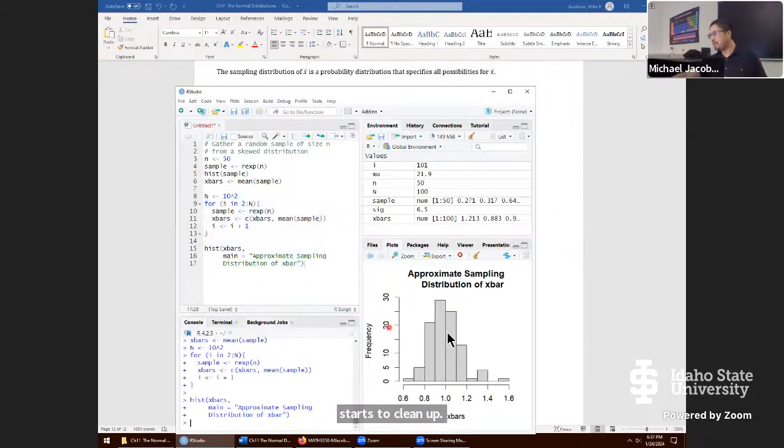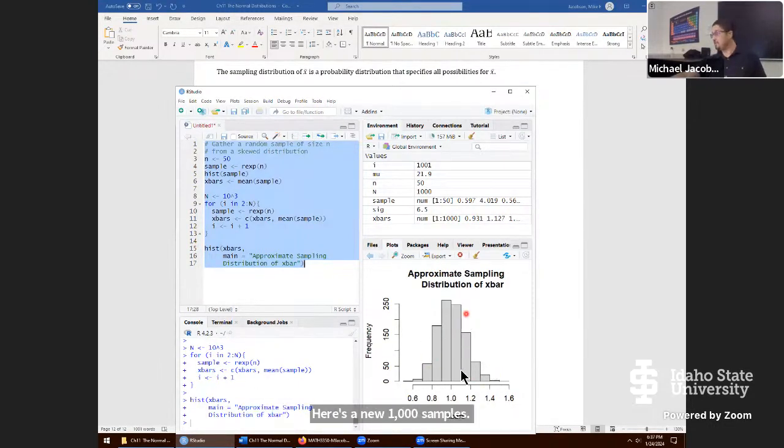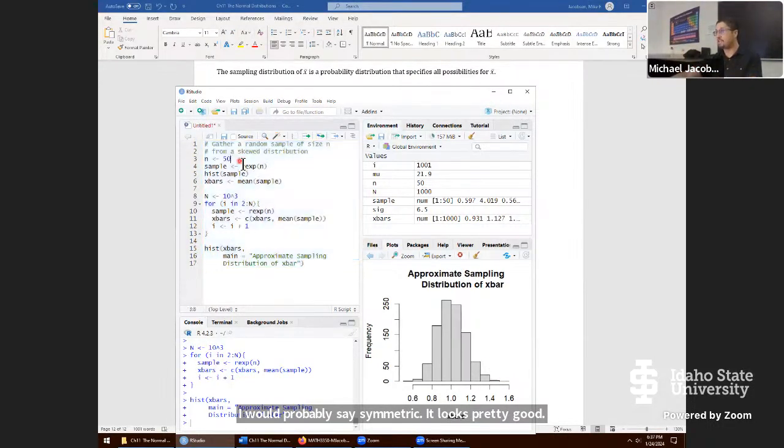And there's a great way to make the skew reduce a little bit more. But if I increase this, it's not going to help the skew at all. All I'm going to do is take 1,000 samples instead of 100. That just makes my approximation a little bit better here. So let's take a look. Yeah, it's not too bad. That looks pretty symmetric. Here's a new 1,000 samples. Hit Control Enter. Still looks about right. That's not too bad. Still, if I had to guess on the skew to this, I would probably say symmetric. It looks pretty good. There might be data right here, or else RStudio wouldn't have plotted it. So maybe there still is some kind of skew to the right.